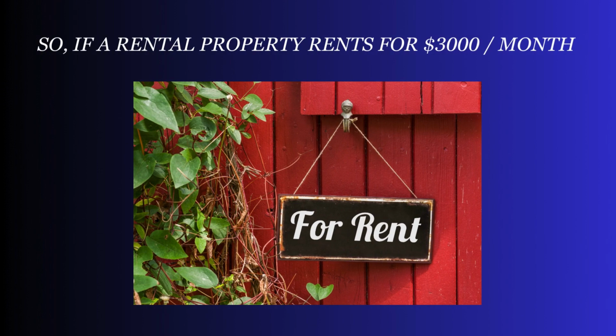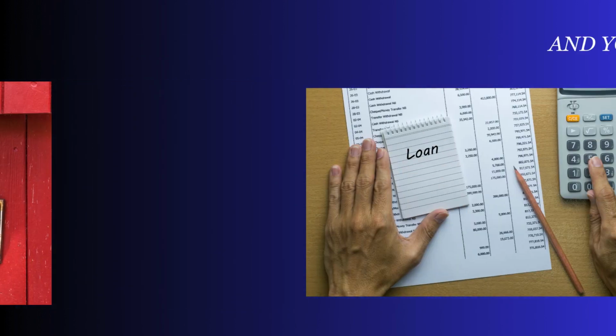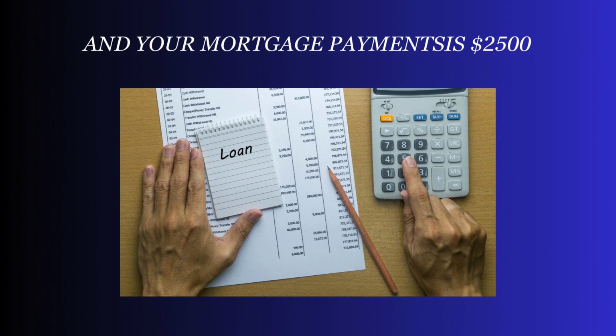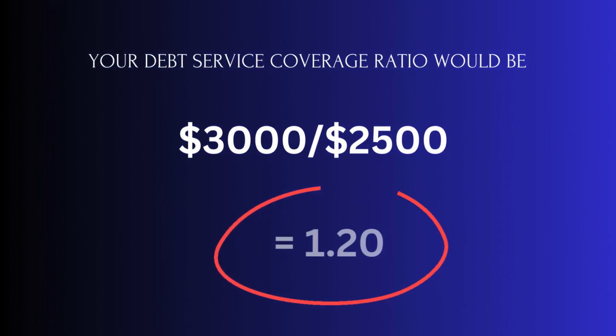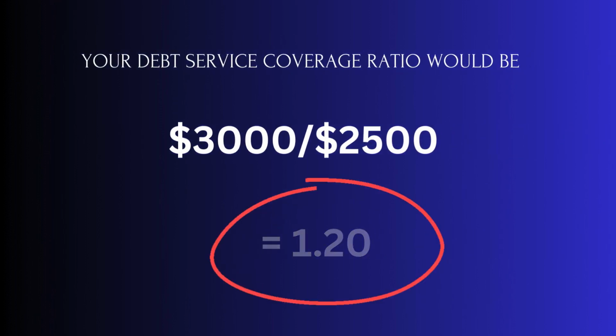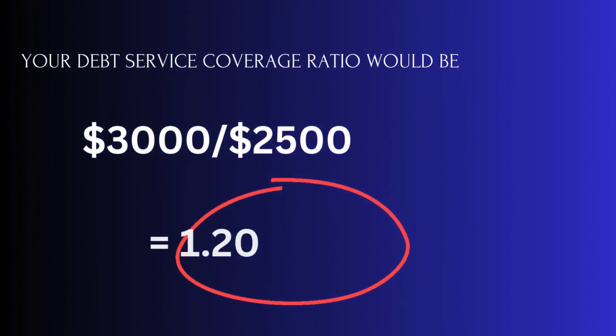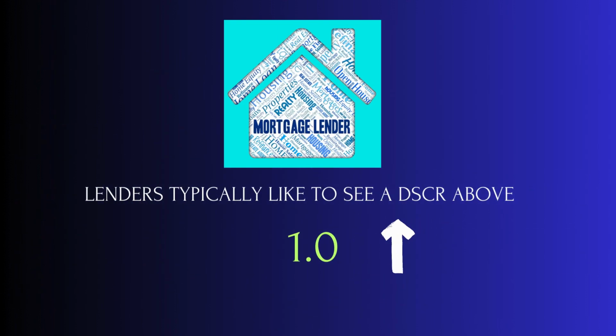So, if a rental property rents for $3,000 per month, and your mortgage payment is $2,500 per month, your debt service coverage ratio would be 3,000 divided by 2,500, or 1.20. Lenders typically like to see a debt service coverage ratio above 1.